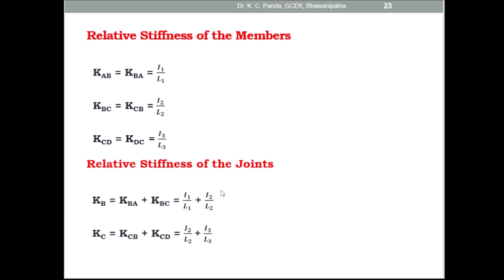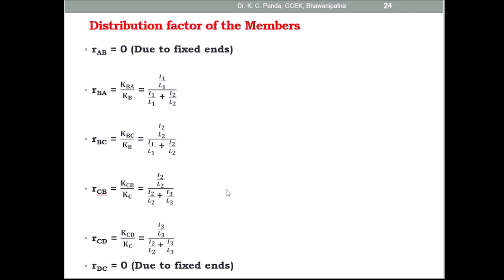Then after knowing the relative stiffness of the joints, you can find out the distribution factors for the members. As you know, due to the fixed end at A, the distribution factor is 0. Similarly, for the fixed end at D, the distribution factor RDC is equal to 0. And for all other members RBA, RBC, RCB and RCD, you can find out.